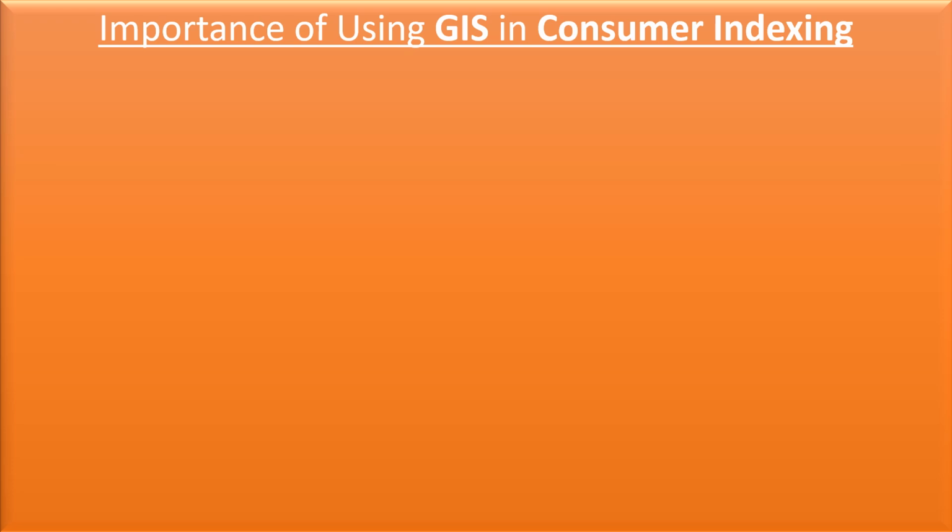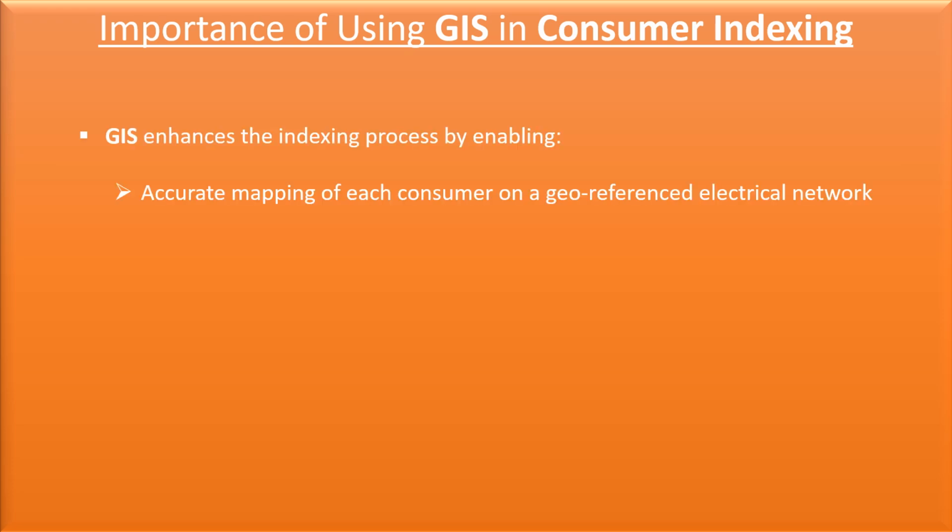Importance of using GIS in consumer indexing. GIS enhances the indexing process by enabling accurate mapping of each consumer on a geo-referenced electrical network. Visualization of consumers spread across the network. Okay, so in the HT network and LT network, the poles and the transmission lines, and where all the consumers are connected, we can visualize geographically on the screen.